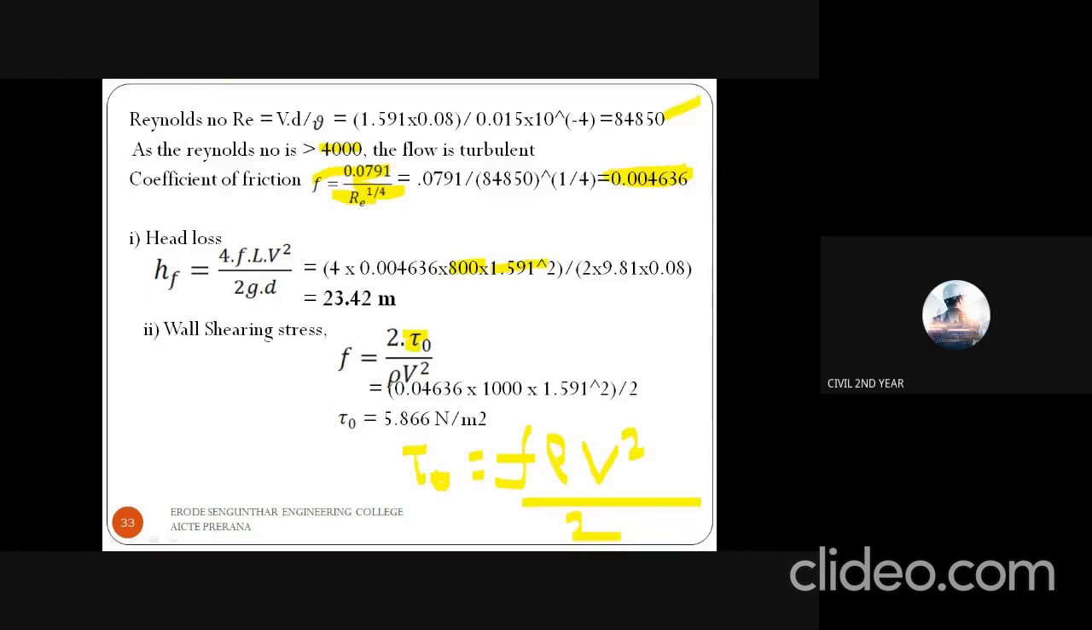So friction factor f is given by the formula 0.0791 divided by Reynolds number to the power 1 by 4. From this value, f is 0.004636. So at last, using the formula hf = 4 f L V square by 2 g D, we will get 23.42 meter. Then wall shearing stress f is equal to 2 into tau naught divided by rho V square. After applying these respective values, tau naught equals 5.866 Newton per meter square.